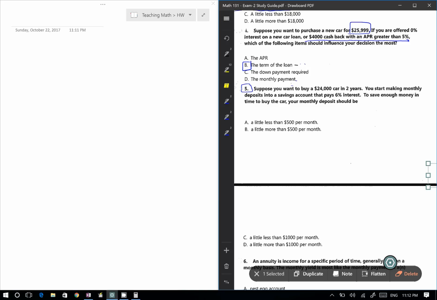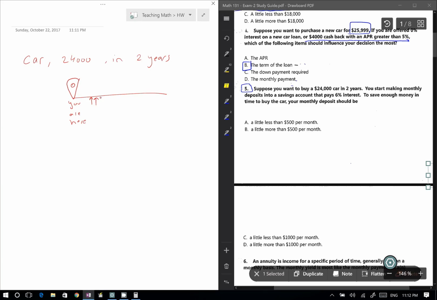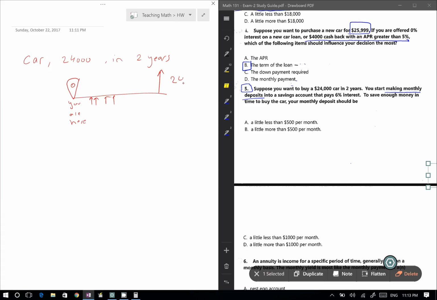So we have a car that's worth 24,000 and you want to buy it in 2 years. So after 2 years, you are here. And you want to make monthly deposits, so that after 2 years you will have the 24,000 and go buy your car immediately.